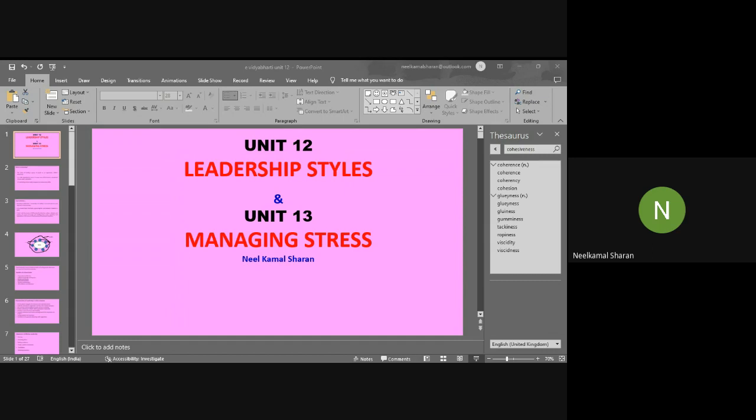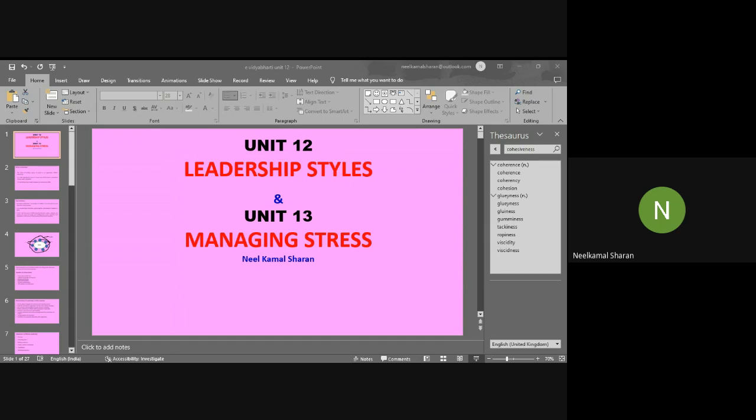Now let us see what are the qualities of a good leader. There are certain important qualities which a good leader should possess. The first quality is that he or she should be cooperative and decisive. That means a leader cannot be arrogant and dominant. He should work together in a cooperative way, and he should be decisive. That means he has the ability to take decisions quickly and in the right way. So a good leader should be cooperative and decisive.